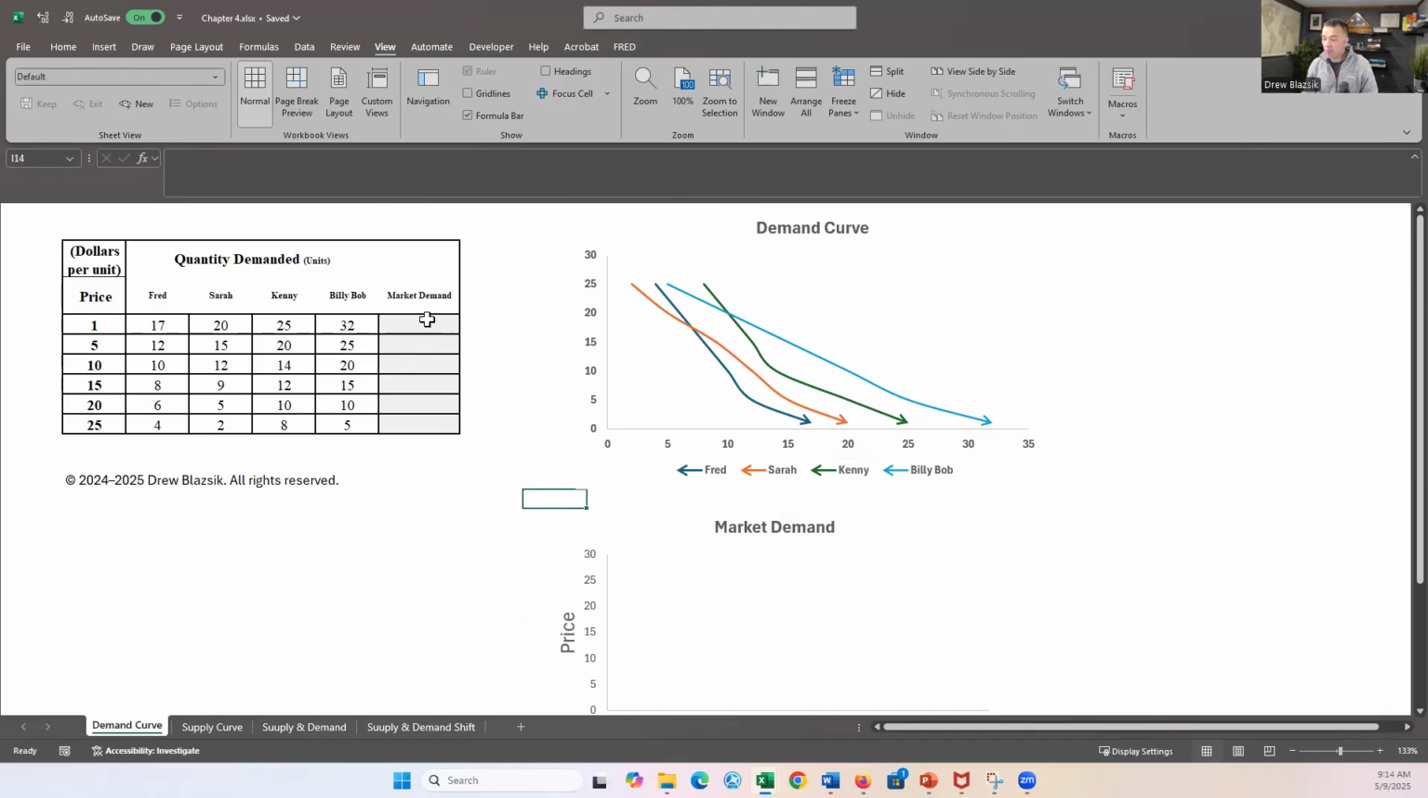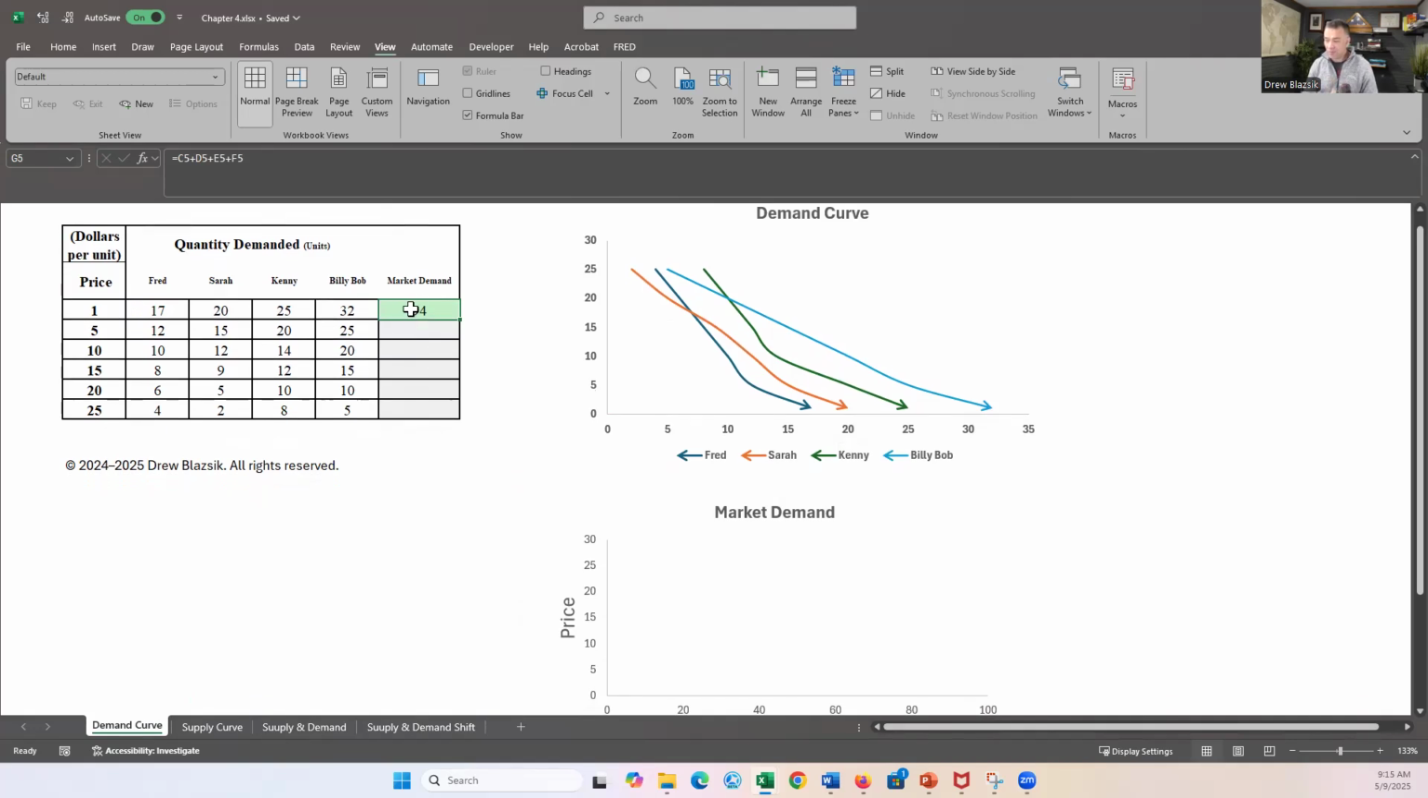All right. Next step, what we want to figure out is the market demand. Well, the market demand is the quantity demanded summed up. So what I'm going to say is equals, and there are a couple of ways of doing this. I can click this cell plus this cell plus this cell plus this cell. That's one way of doing it. It's correct, 94. So the market demand at a price of $1 is 94 when we add up all individuals. This is important: when we look at market demand, we're summing up quantity, but the price stays the same. That does not change.